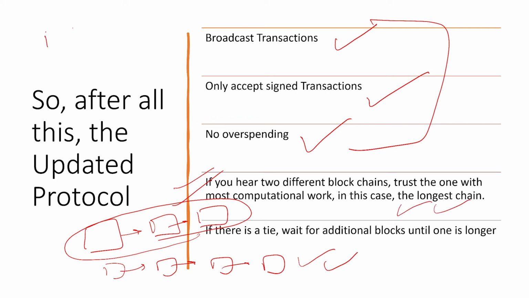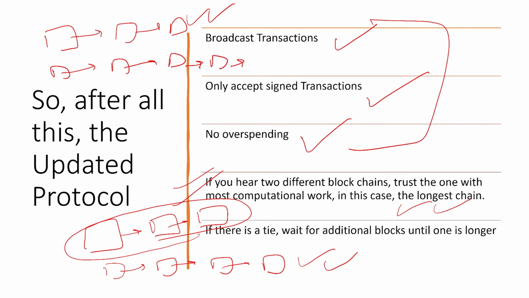So basically, if there is a tie, if there are 2 blockchains running simultaneously and having equal blocks, let's say the person who's broadcasting the fraud transaction got to this block earlier, and even the next block, that means he tied with the current longest chain. We have to wait until we hear additional blocks to verify which block is correct and which is incorrect. So this is our updated protocol.